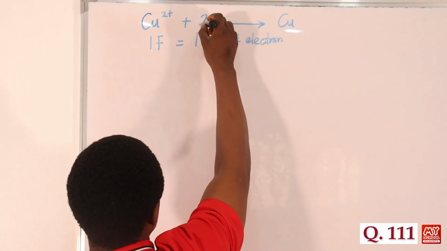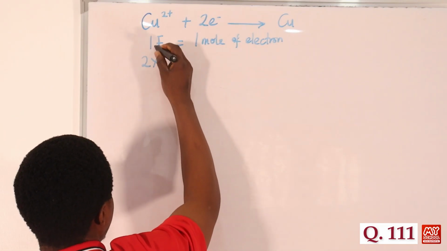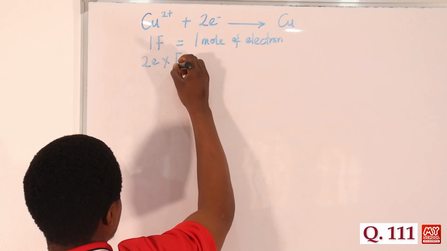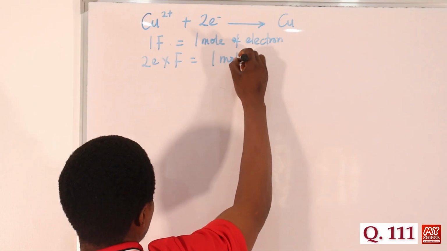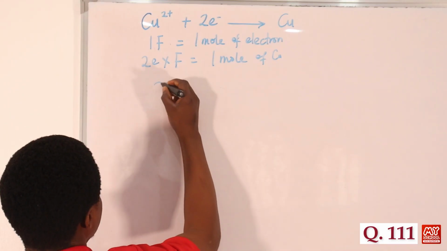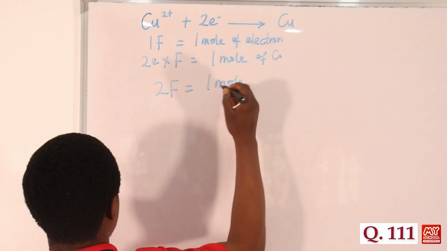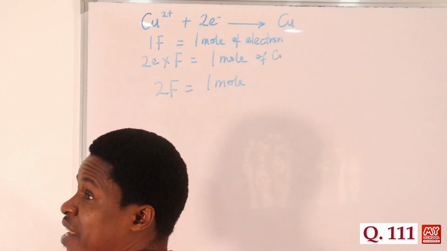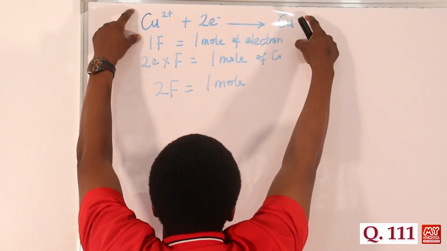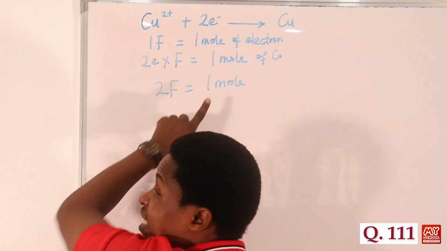But in this case now, we have 2 electrons here. So that means that 2 is going to be multiplied by this Faraday. That's 2 electrons times Faraday should give us 1 mole of copper. In other words, 2F is equal to 1 mole. So the question says calculate the number of moles of copper that will be deposited. Based on this equation that we have written out, 2 Faraday should give us 1 mole. That is the ideal thing.